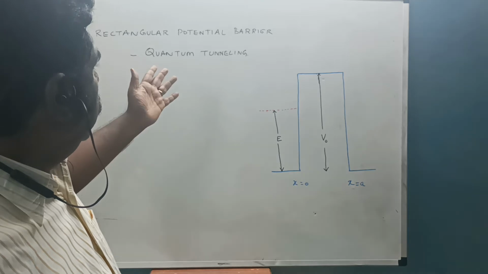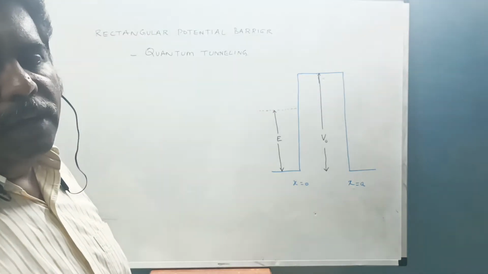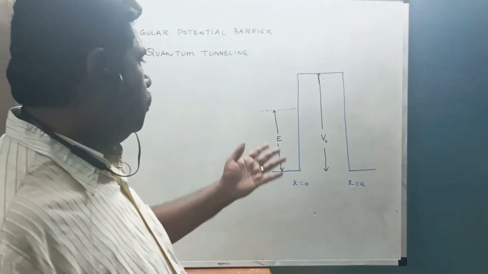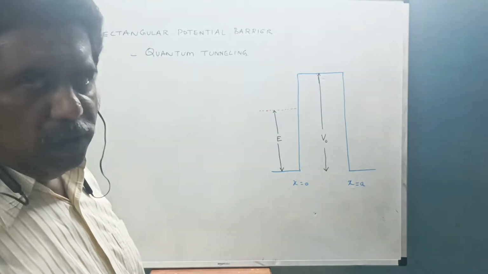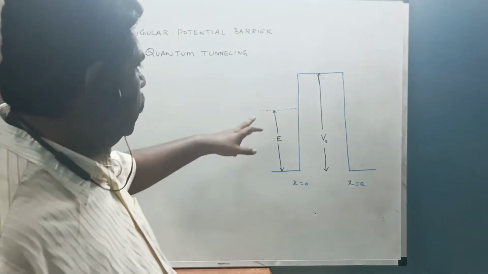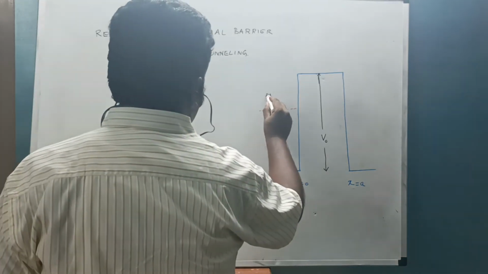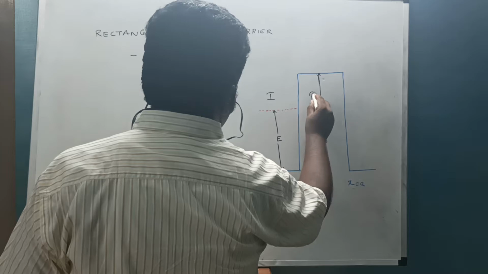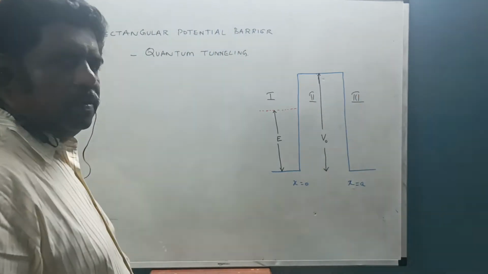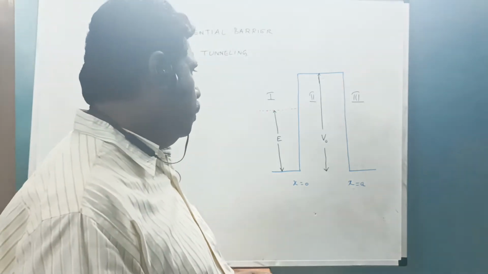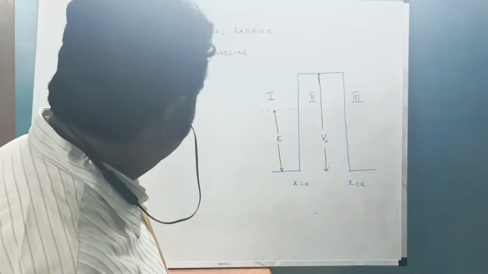To describe this problem, quantum tunneling, we should choose the Schrodinger time independent wave equation, since the potential is not a function of time. Now we have to develop the Schrodinger equation for the three regions. This is the first region, this is the second region, and this is the third region. In both the first and the third regions, the value of potential is 0. The potential of region 2 is V0.